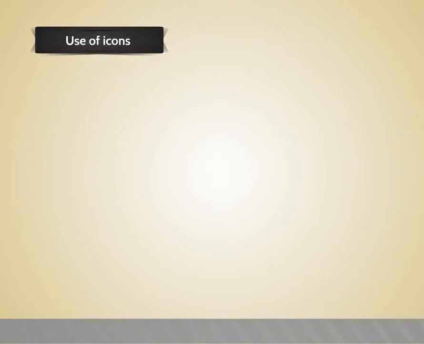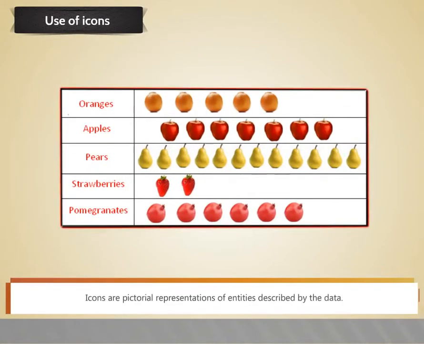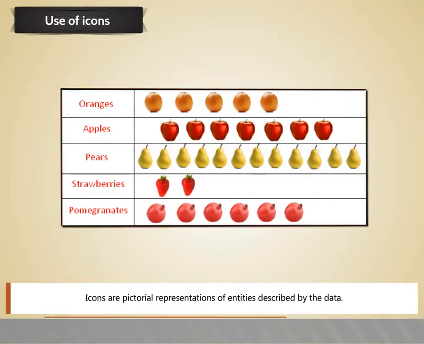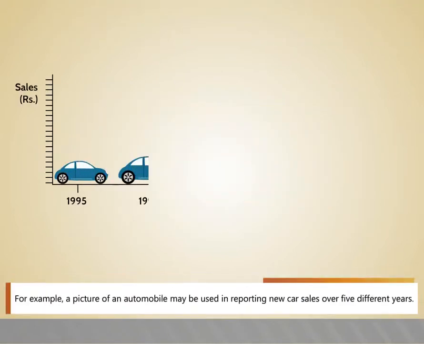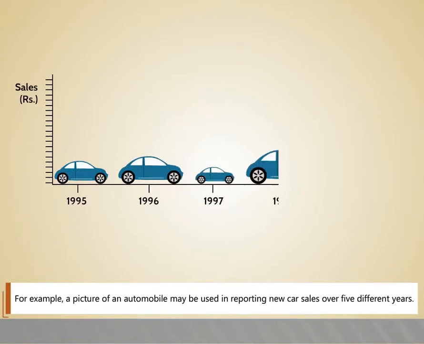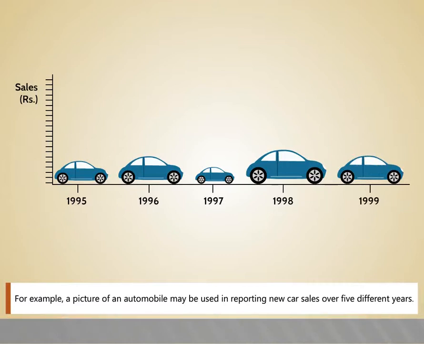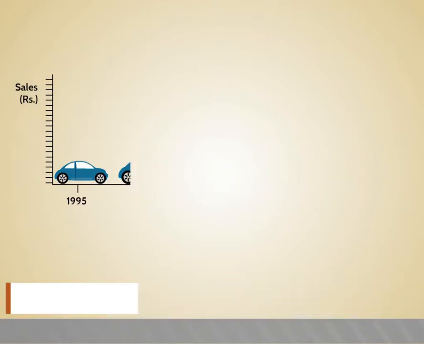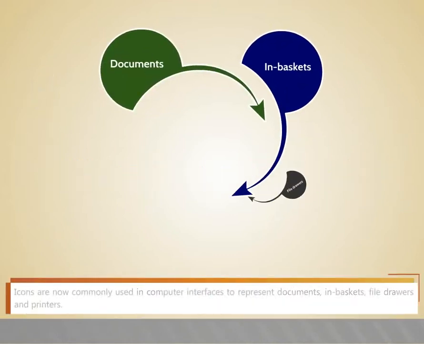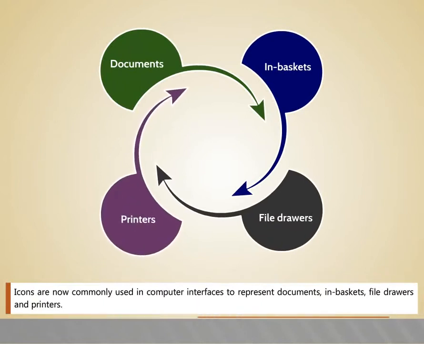Use of icons. Icons are pictorial representations of entities described by the data. For example, a picture of an automobile may be used in reporting new car sales over 5 different years. Icons are now commonly used in computer interfaces to represent documents in baskets, file drawers, and printers.